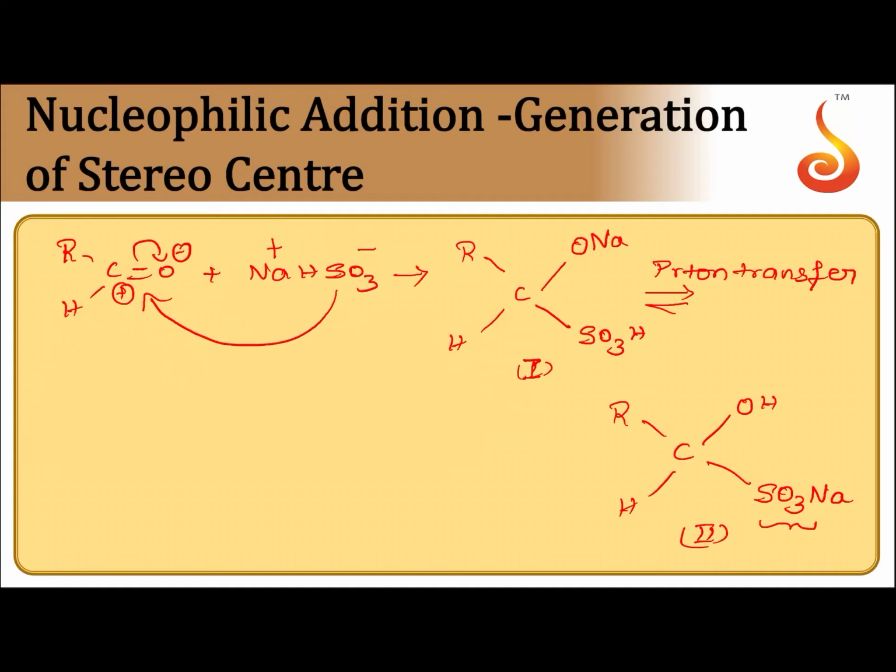Even benzaldehyde forms an addition product with sodium bisulfite. So all aldehydes react with sodium bisulfite to form an addition product. If I look here, this carbon is a chiral carbon atom. There are 4 different groups attached to this carbon atom. So the product formed here is a racemic mixture.